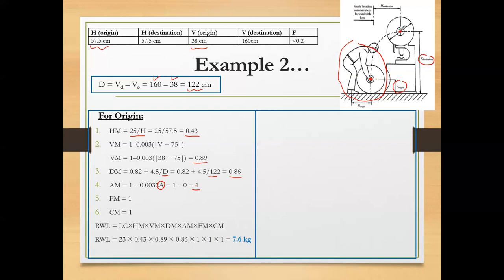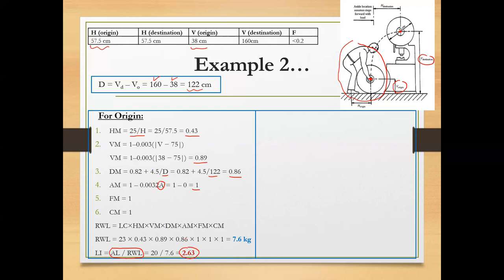But the load that is being actually lifted is 20 kg. So lifting index is equal to the actual load being lifted under these conditions divided by the recommended weight limit under these conditions. So 20 over 7.6 turns out to be 2.63. So that is a much larger value. The lifting index should be 1.